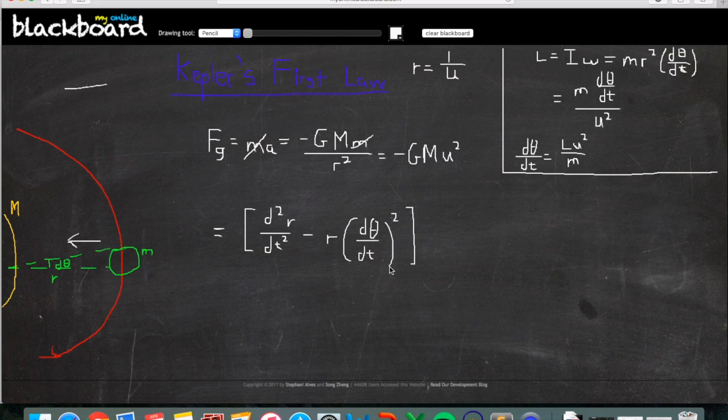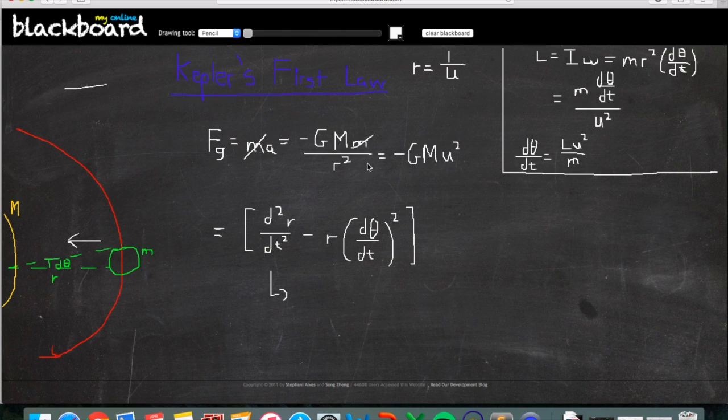So r omega squared, I'll substitute omega for d theta over dt, since now this is the same thing as before. Your position in terms of angular movement, theta, the derivative of that is your angular velocity, which is omega, so that's d theta over dt. Now, let's move on to solving this part over here.